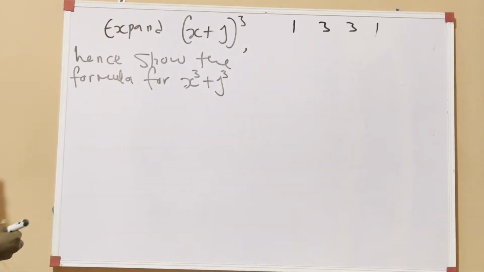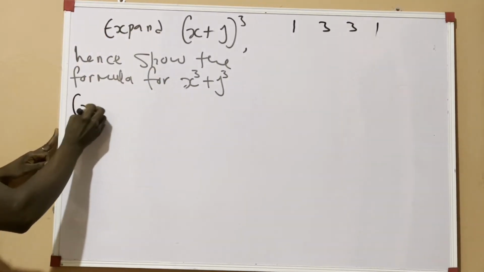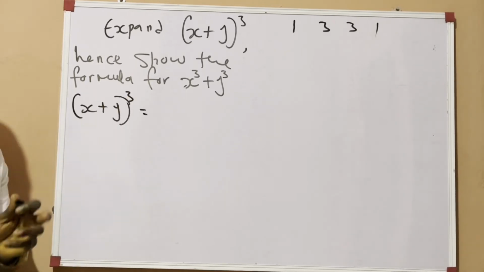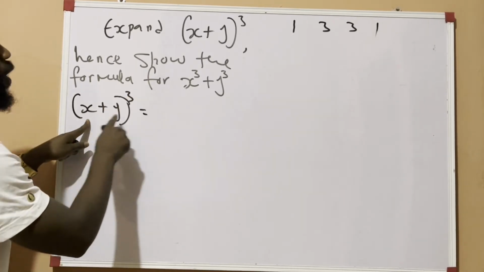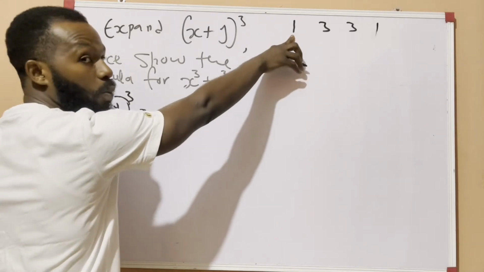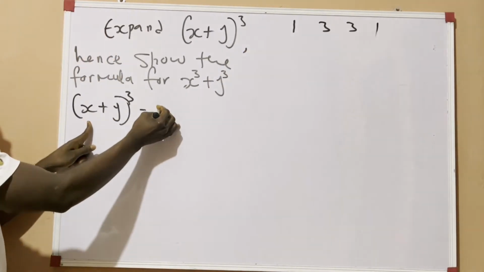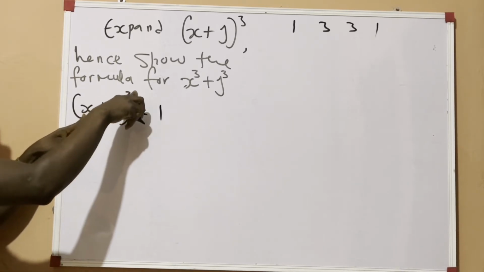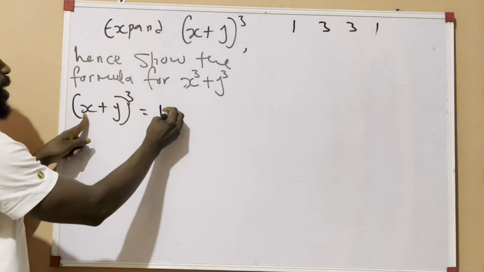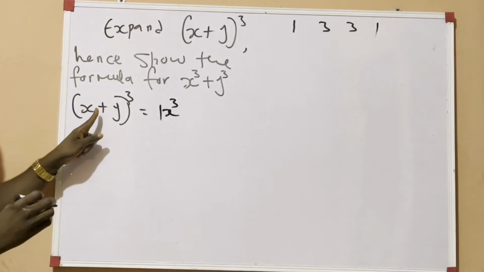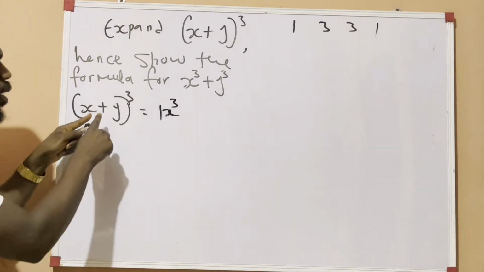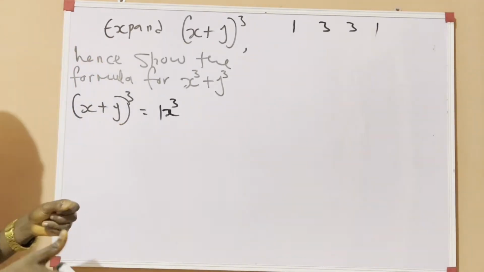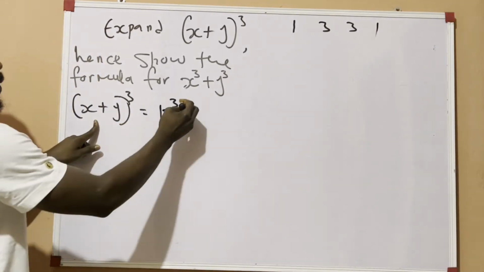Okay, let us begin. Now we are expanding x plus y all cubed. Watch. The first coefficient I have is 1. So I'll bring out my 1. Then what do I have here? X. Now x carries the power of 3. So here becomes x raised to the power of 3. Now the sign I have here is plus. Because we have a plus sign here, it means all through our solving we are going to be using positive signs alone. So here becomes plus.